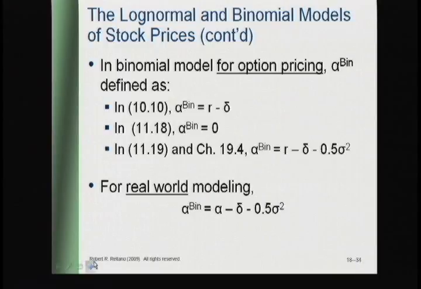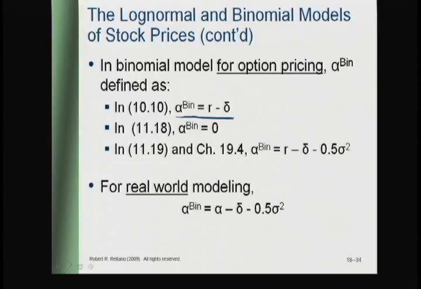So let's recall that for option pricing in Chapters 10 and 11, we had different drift assumptions. The one that the author most often uses is the one that was originally given in Formula 10.10. That's the formula where the drift in the price, the return, is r, the risk-free rate, minus the dividend rate delta. So this was related to the forward price of the stock, and this was the most commonly used.